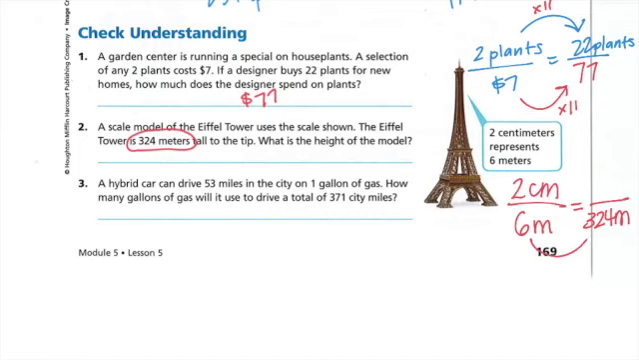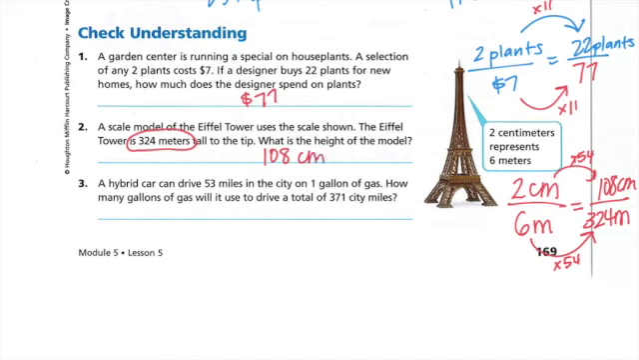All right. So we have to figure out 6 times what is 324. And if you don't know, you can work backwards and do 324 divided by 6 is 54. So it's going to be times 54. So then 2 times 54 is 108 centimeters.